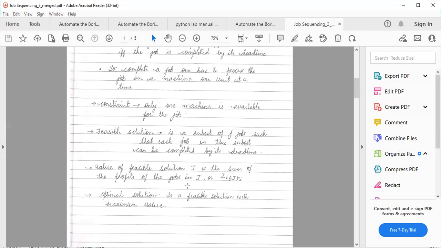When you combine jobs 1 and 2 and accomplish them within the deadlines, definitely the profits will be earned. So when you accomplish job 1 and job 2, whatever profits are associated with them need to be added. Therefore, it is the summation over i belonging to J of the profits Pi. And optimal, as I told, is a feasible solution with maximum value. Here, the objective function is towards maximizing the value. Sometimes the objective functions will be for minimizing the value. This is a very good example for maximizing. We want to maximize the profit.